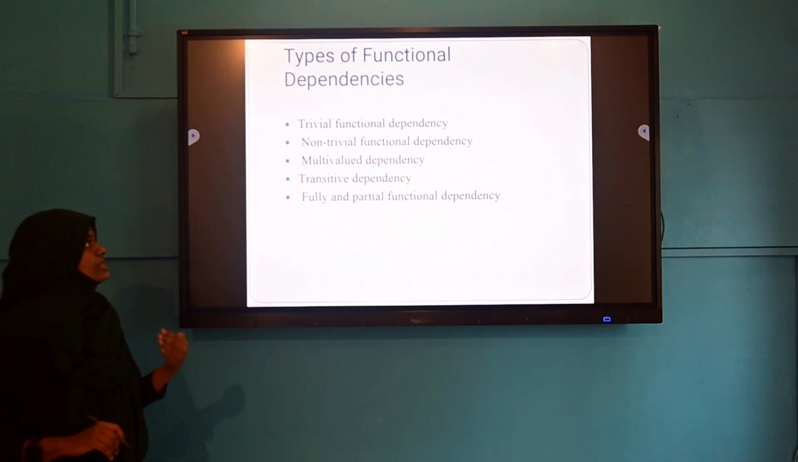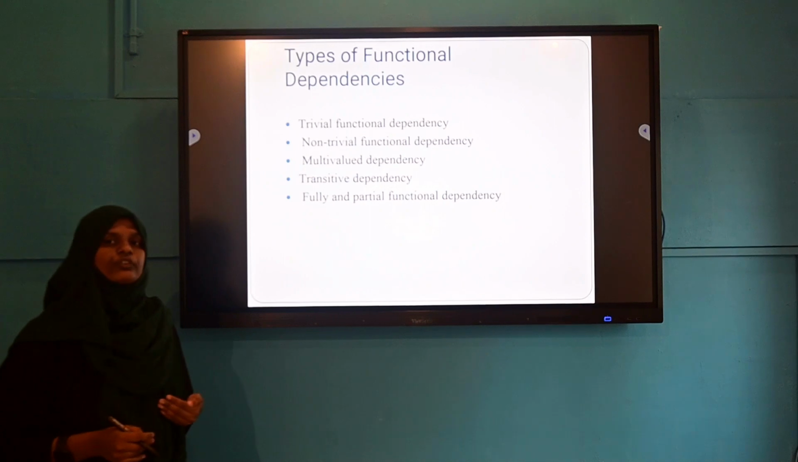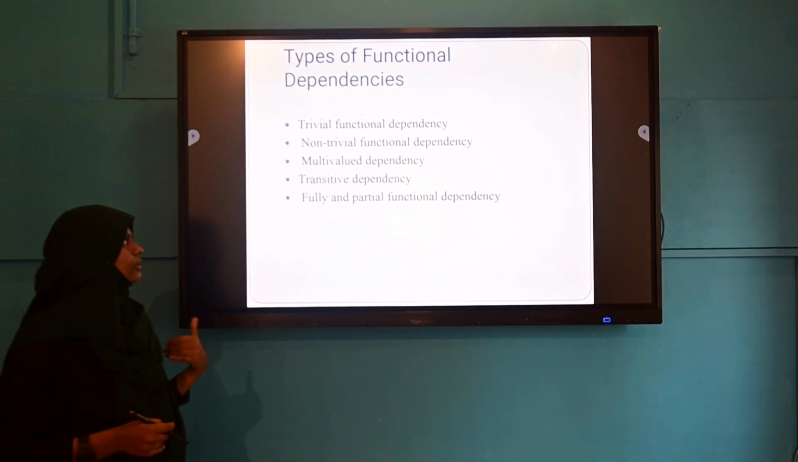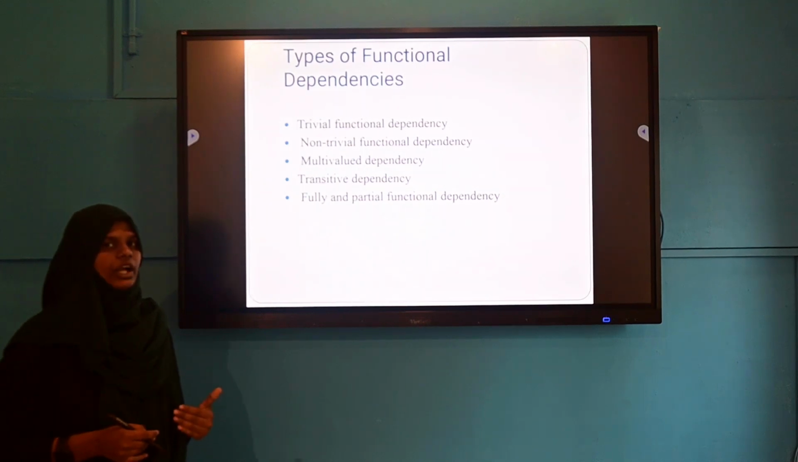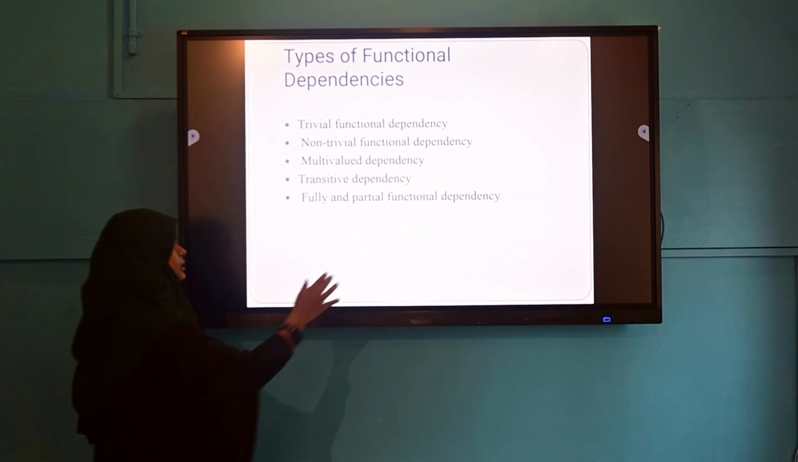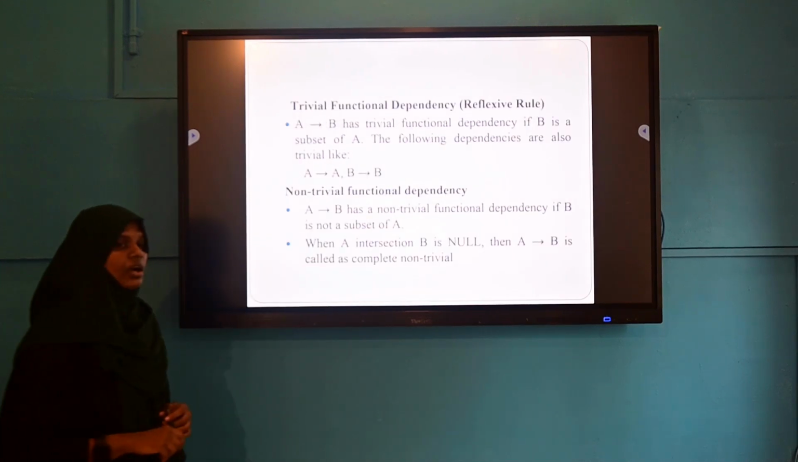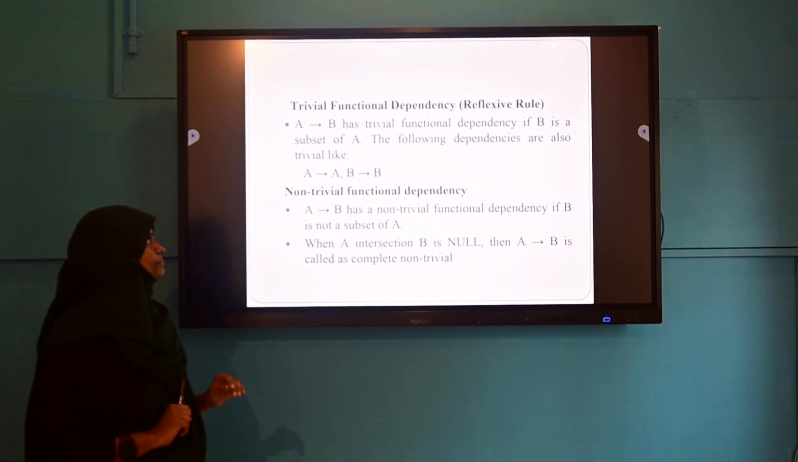Next topic is types of functional dependencies. We have mainly 5 types of functional dependency. First one, trivial functional dependency, non-trivial functional dependency, multi-value dependency, transitive dependency, and finally fully and partial functional dependency. First one, trivial functional dependency or reflexive rule.